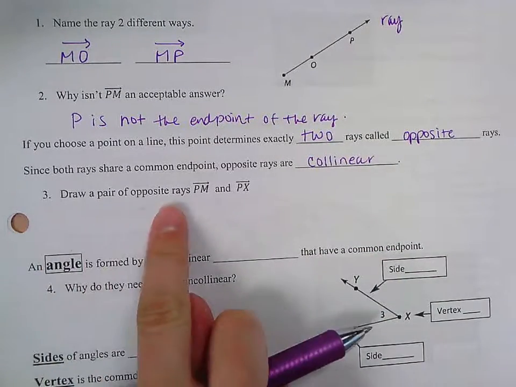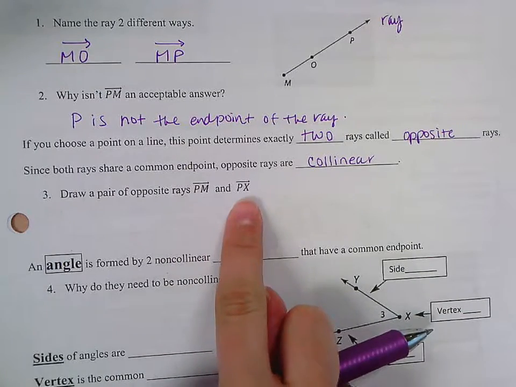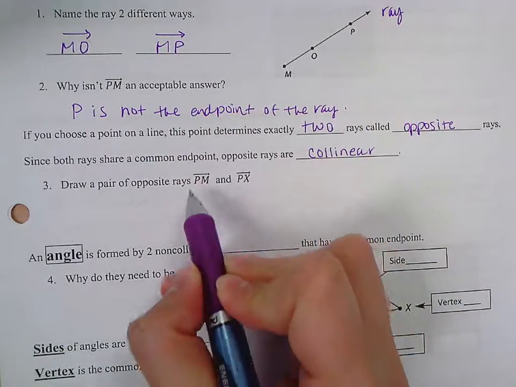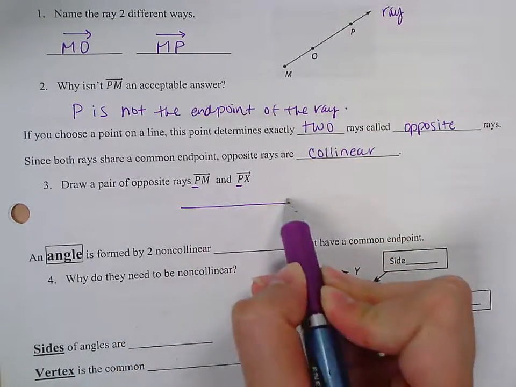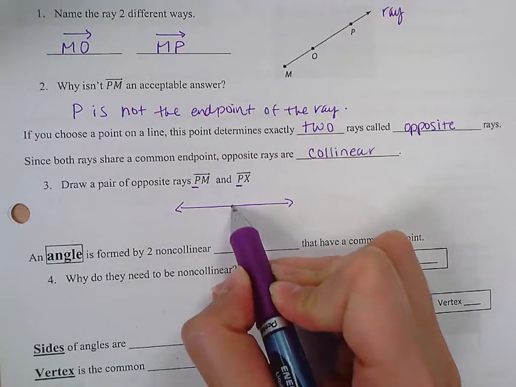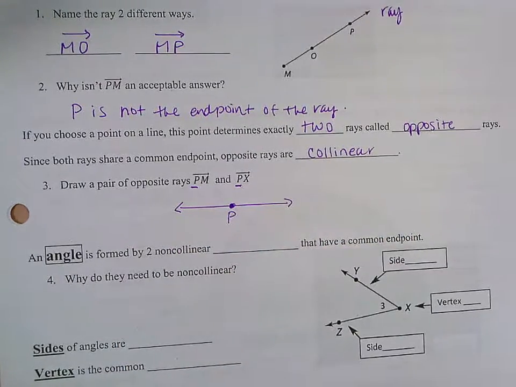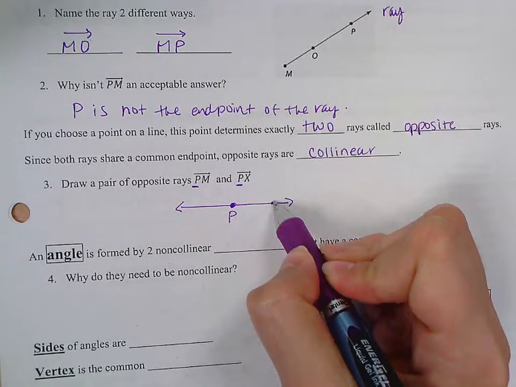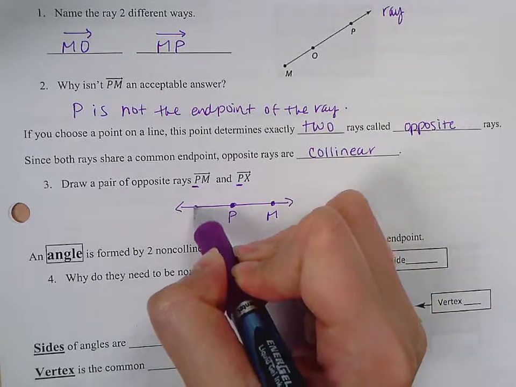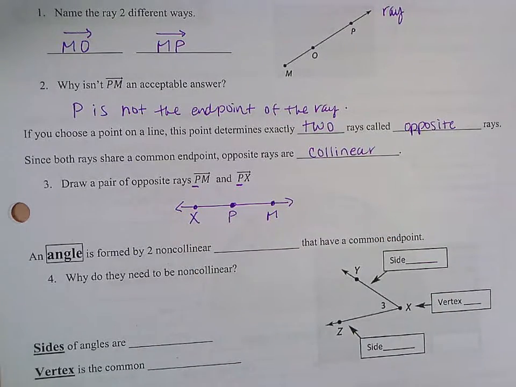So if I were to draw a pair of opposite rays, ray PM and ray PX, and notice they share that endpoint of P, that means I have a line because they're opposite rays. P is the endpoint of both. So then P should be in the middle of the 2 points, and then I should have M on one end and X on the other end. So that 1 point P determines 2 rays, opposite rays, and they are collinear. PM is going to the right in the way I drew it, PX is going to the left.